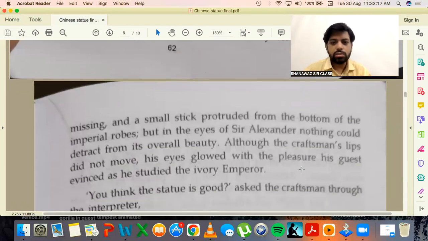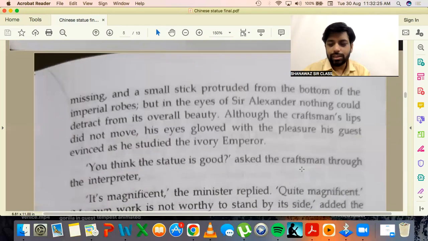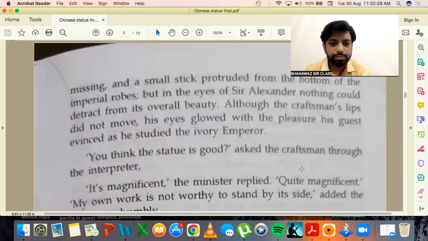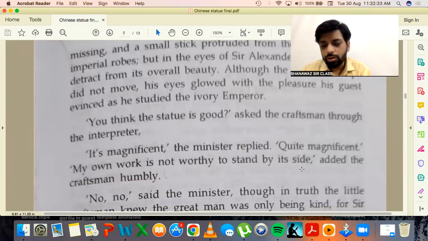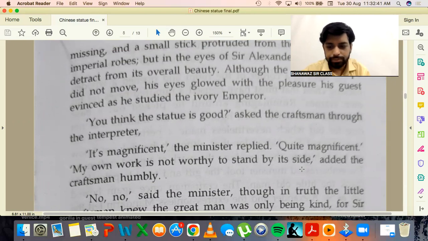So this Chinese man brought a base and fit it. And then he said, "Sir, do you think this statue is good?" The Chinese man asked Sir Alexander Heathcote, "Sir, do you think that this statue is good?" So Alexander Heathcote said, "It's magnificent." So the Chinese man said, "Sir, my work is not good. This I did not make. It has been in my family for many years. So this is great."